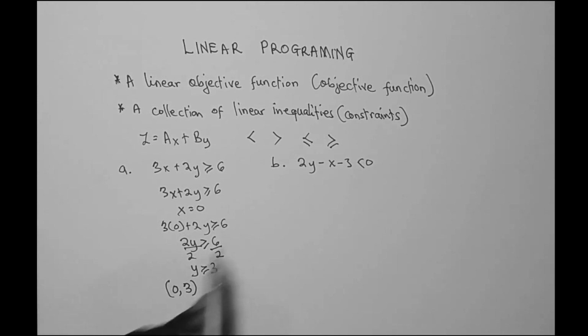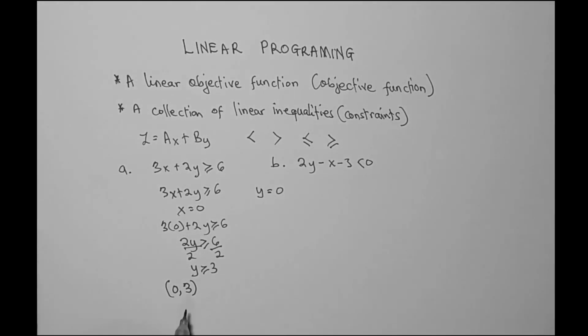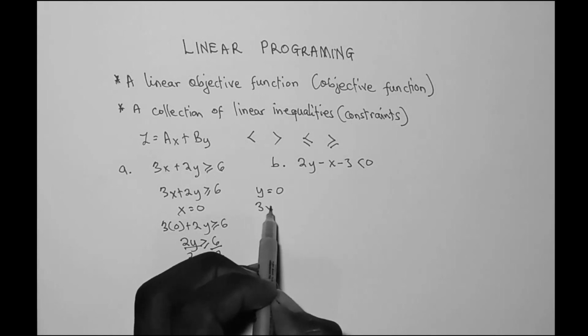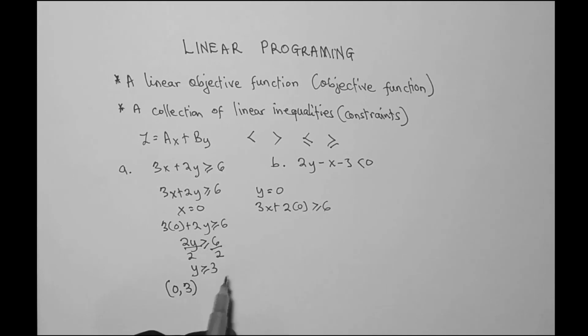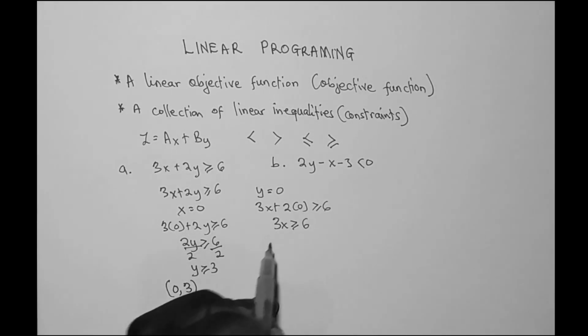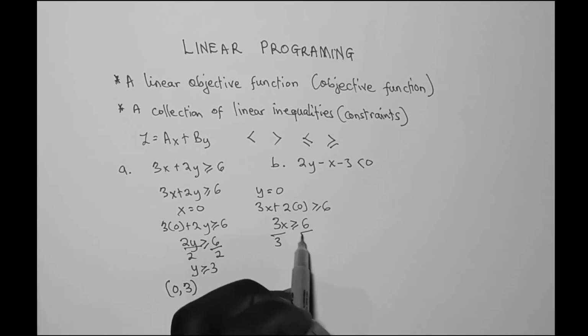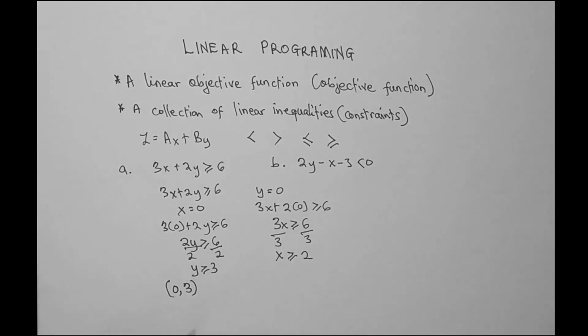Then now let us also find the x-intercept, and for the x-intercept y equals 0. So let's put y equals 0 into this equation. We will get 3x plus 2 times 0 is greater or equal to 6. So we get 3x is greater or equal to 6. When we divide through by 3, we get x is greater or equal to 2.